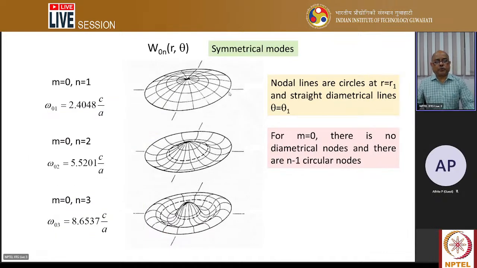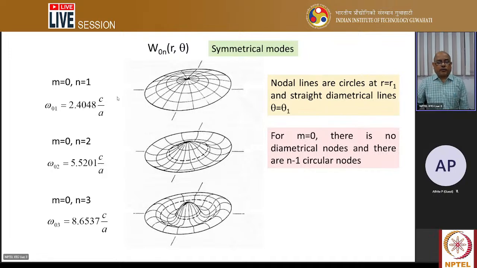So we have symmetrical modes as well as asymmetrical, antisymmetrical modes. Nodal lines are formed in a diametrical direction as well as circular nodes. So nodal lines are circles in case of symmetrical modes, at some distance r equal to r1, and straight diametrical lines are also formed at theta equal to theta 1.